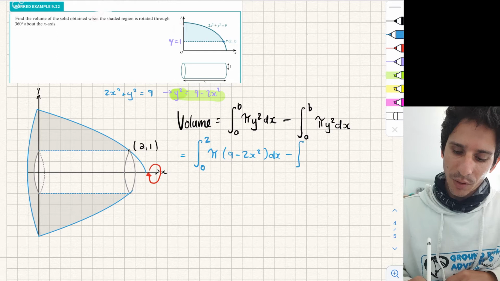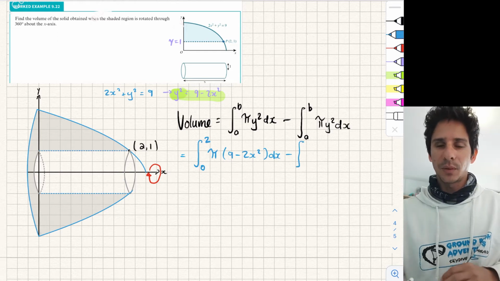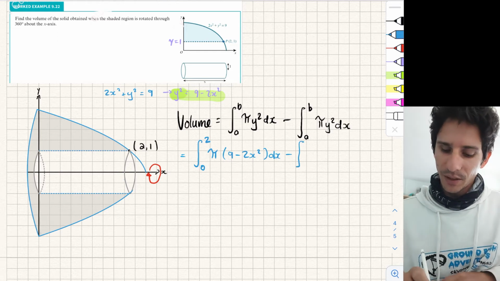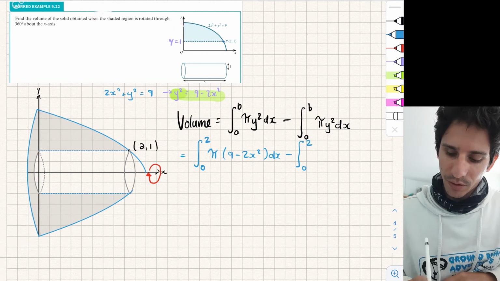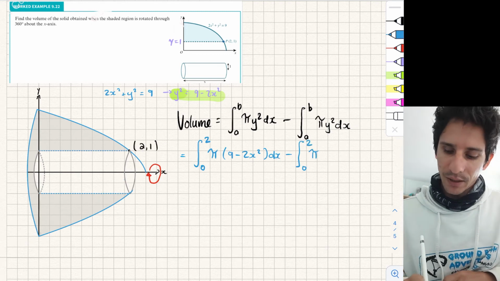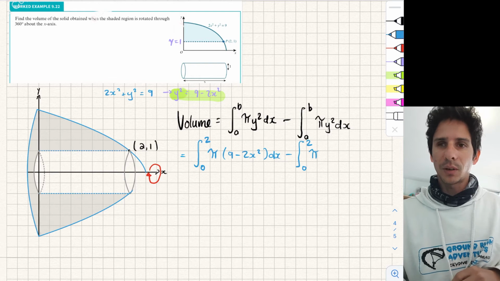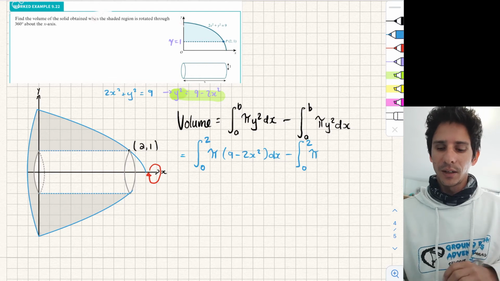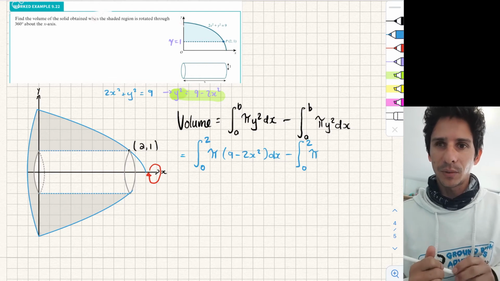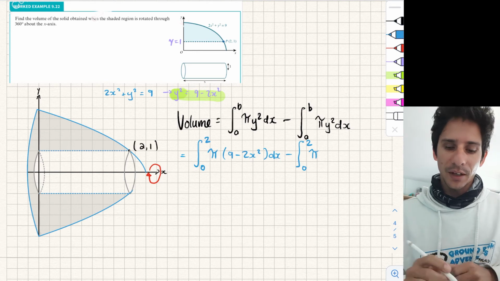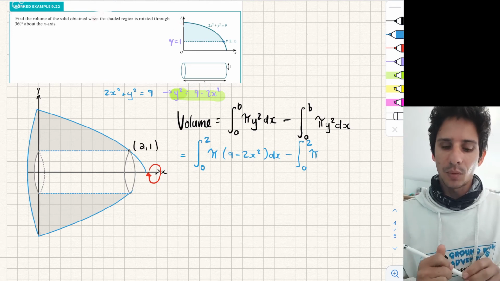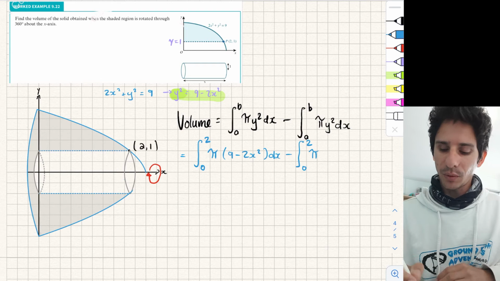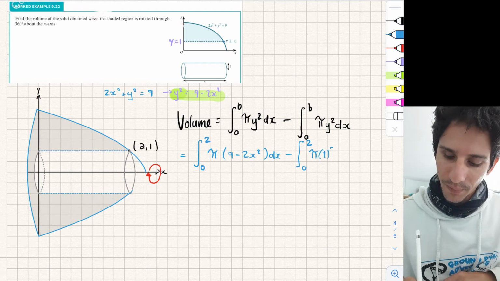And we're going to take away that empty volume that we don't want in the middle. This is also from 0 to 2, pi. Now we have to think, what is y squared in this situation? We need to look at the line under which we're trying to find the volume. And that line, as we said before, is just the line y equals 1. So y squared is just going to be 1 squared.